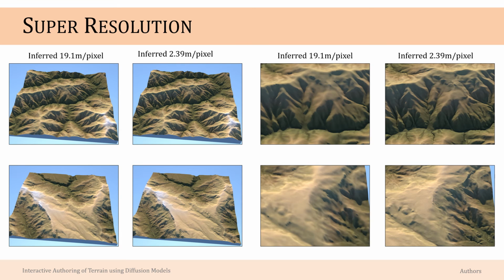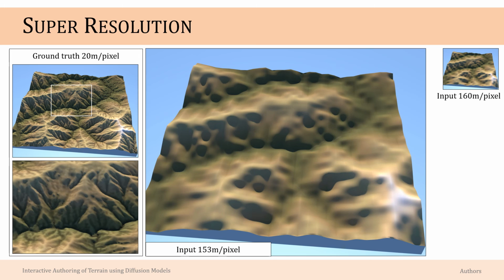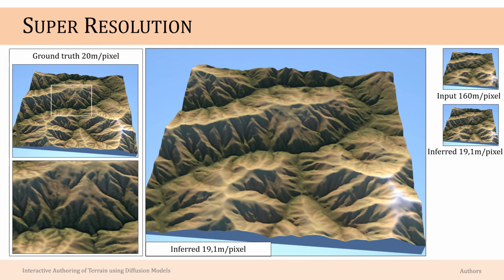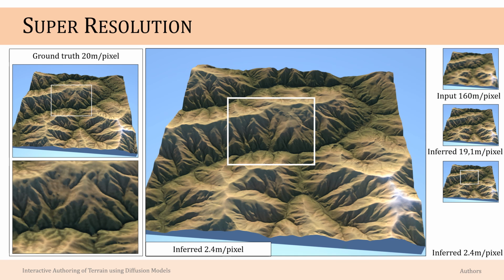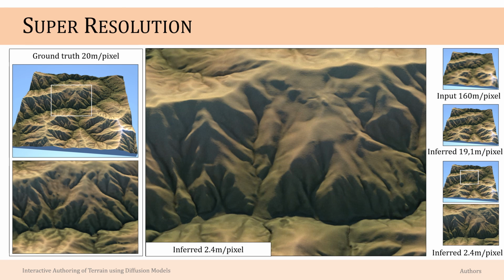Once satisfied with the landscape, the author can then upscale the terrain using one of our upscaling models to obtain a terrain with an 8 times increase in resolution, from 19.1 meters per pixel to 2.39 meters per pixel. We also provide an additional upscaling model, which supports upscaling from 153 meters per pixel to 19.1 meters per pixel, for situations where only very low-resolution elevation data is available. As shown in this example, the cascaded application of these models results in a 64 times resolution increase, while preserving the global structure of the output terrain.